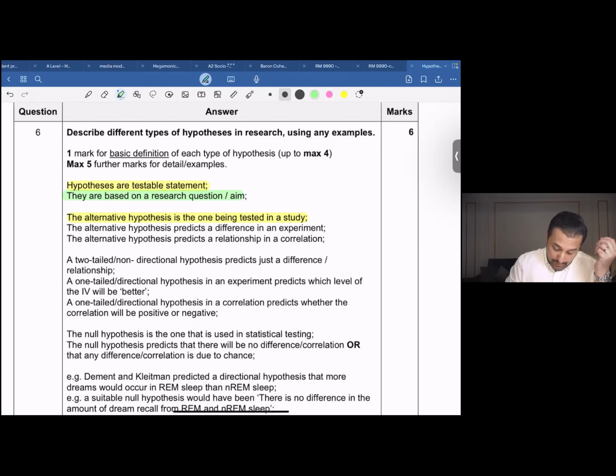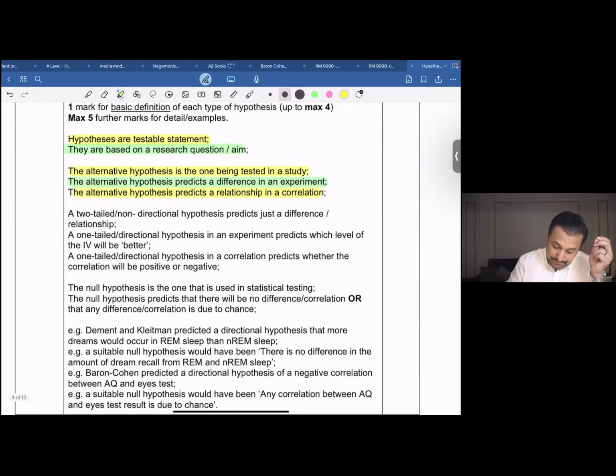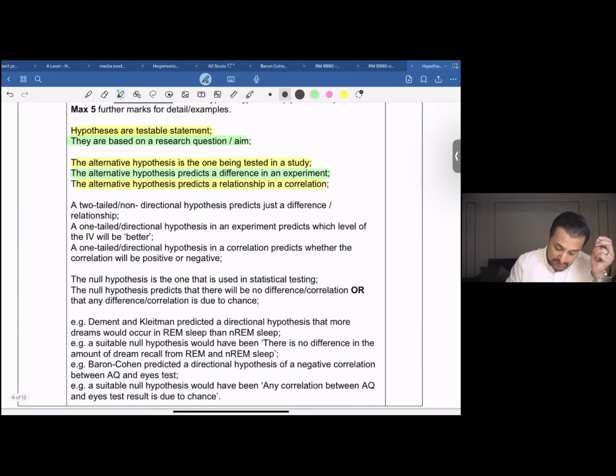The alternative hypothesis predicts a difference in an experiment, or an alternative hypothesis predicts a relationship in a correlation. Now, you need to know these hypotheses. You need to know what they are and how to use them in an experiment or in a correlational study as well. Taking it ahead, a two-tailed or a non-directional hypothesis predicts just a difference.